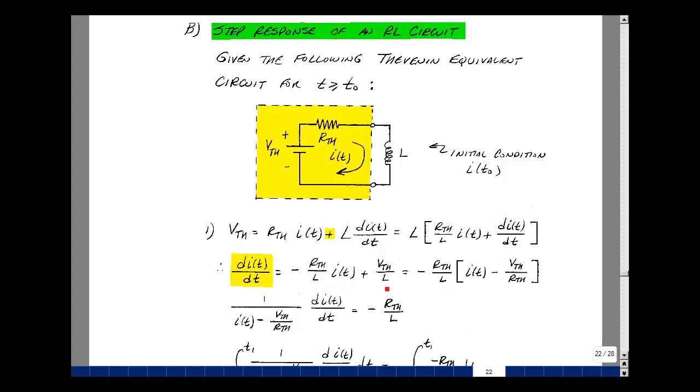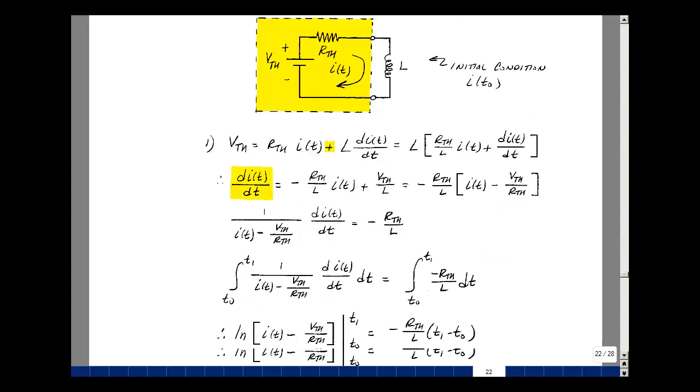Now for this term I have an L, so I'll pull the L out, but I don't have an R Thevenin, so I'll put an R Thevenin here. So when I multiply this out, the R Thevenins cancel and I get V Thevenin over L, and then a minus sign, so these two minus signs become a plus sign. Let's divide both sides of the equation by this. We got di dt, and then the reciprocal of this.